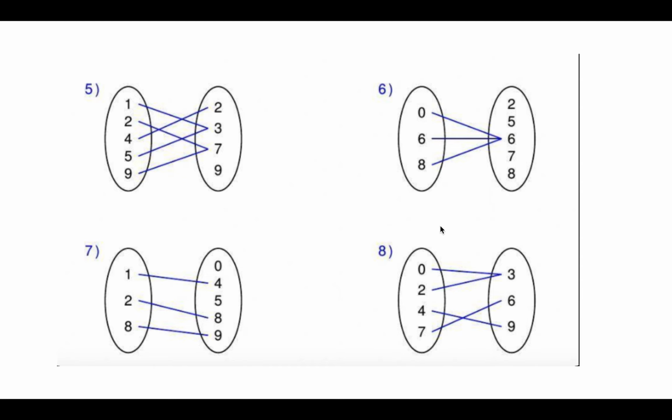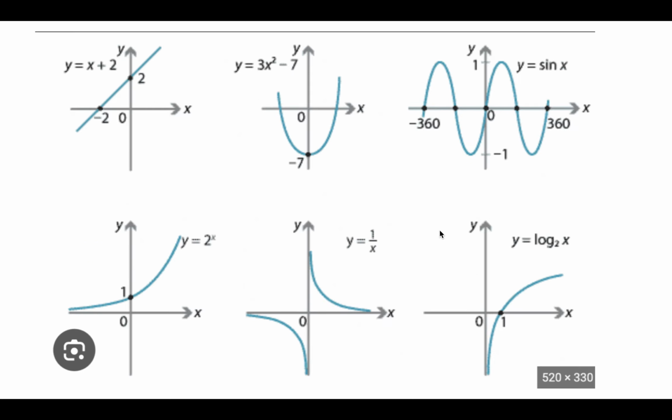We'll go to the next question, the eighth one. We'll see that every element in the first set has an image in the next set, and every element has only one image in the next set. So it's a function as well. I hope you understand how we can identify a function from a relation. We'll go next. These are the graphical representations of functions and relations.